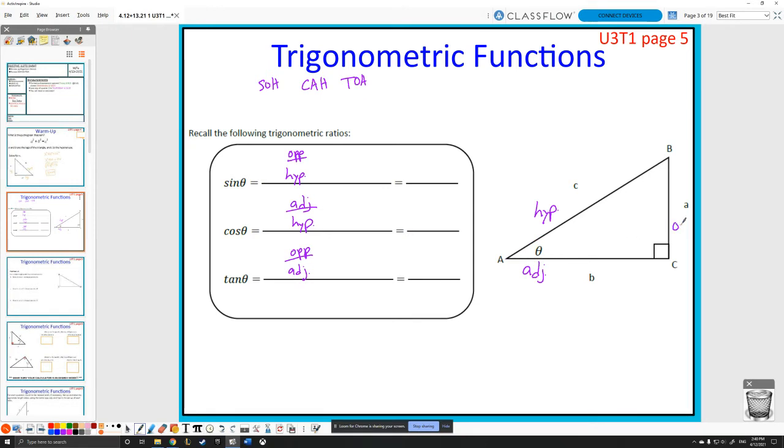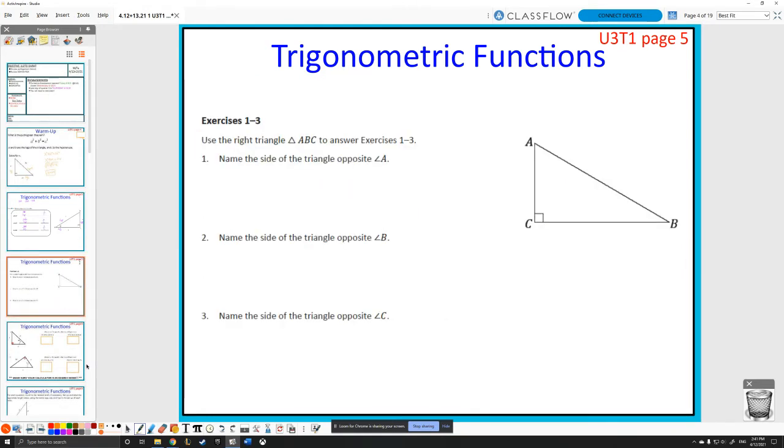The opposite side is the side that is directly across, that's not touching the angle. Meaning sine in this case, opposite over hypotenuse, is A over C. Cosine is B over C. Tangent is A over B. Now, obviously, this only applies to this particular triangle. We're going to look at some more examples later, just to help us practice which side is opposite.